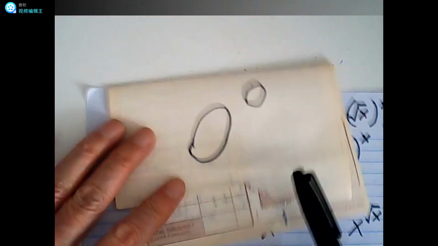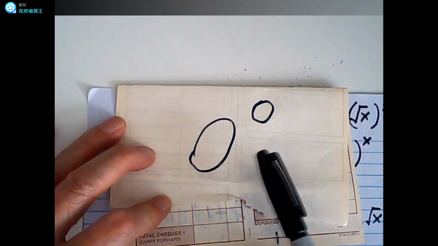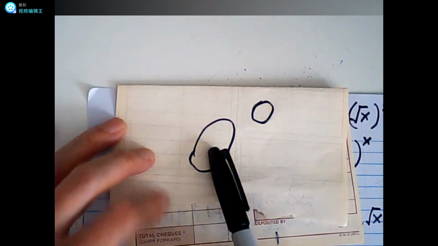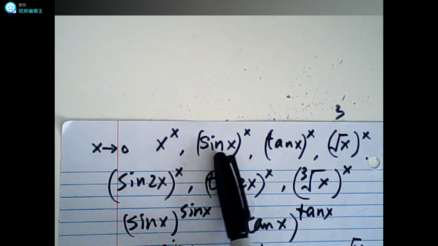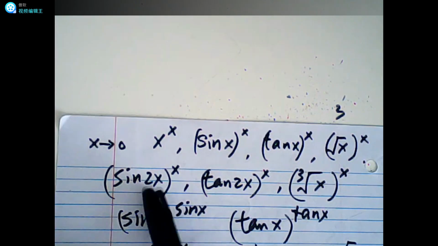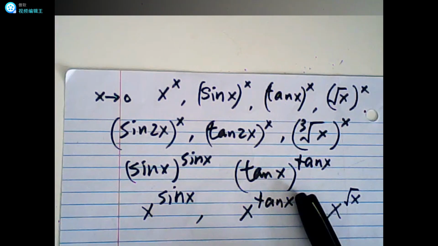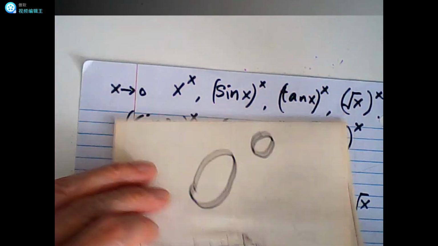Well, as we calculate limits, many times we have this type of limit: 0 to the power of 0. That means this one goes to 0, and this one goes to 0. Like these limits, this kind of limit. These limits all are that type of limit calculation.